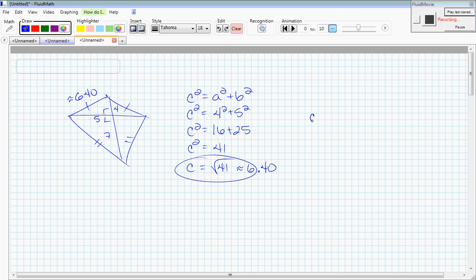Now when you do the same thing, find the hypotenuse. Again, we use c squared equals a squared plus b squared. In this case, the legs are 5 and 7. So we have that c squared is equal to 25 plus 49. So c squared is equal to 74. So c is equal to the square root of 74.